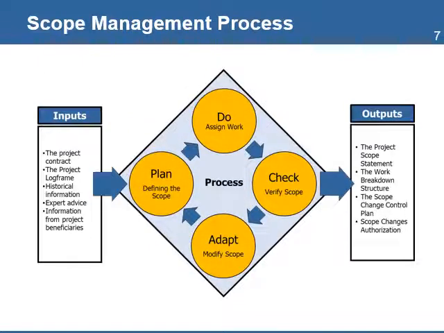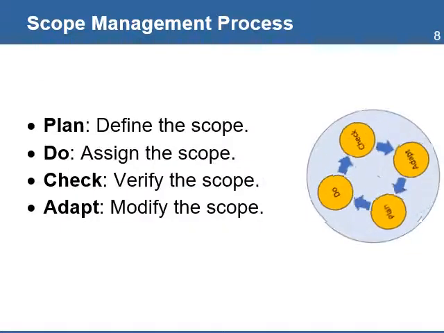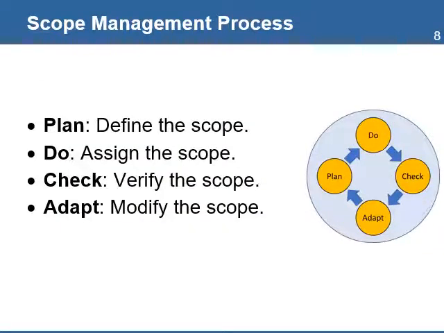Scope management is a continuous process of planning, doing, checking, and adapting the process for the next cycle. The process requires a series of inputs that will produce specific outputs. The scope management process consists of 4 steps. First step is to plan, which is the definition of scope of all the work the project will do and develop the plans to control changes to the project scope.